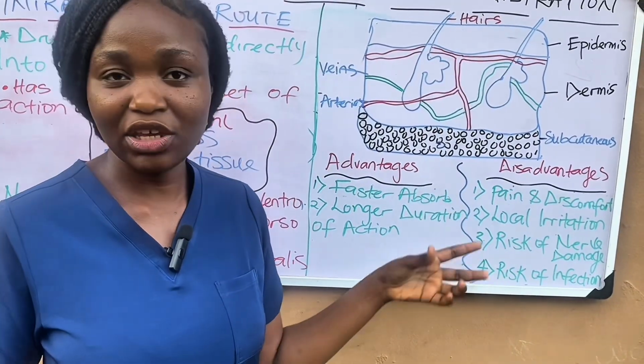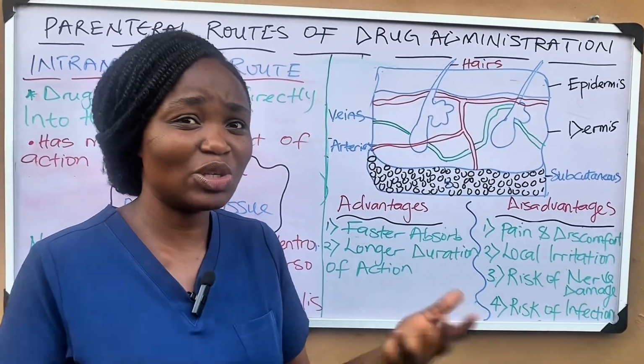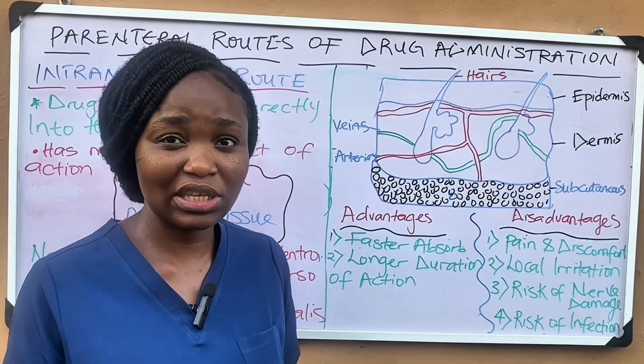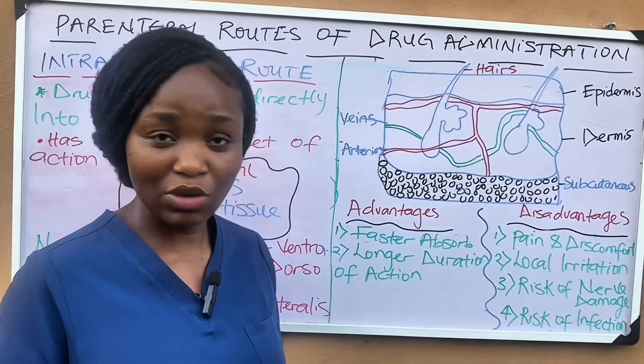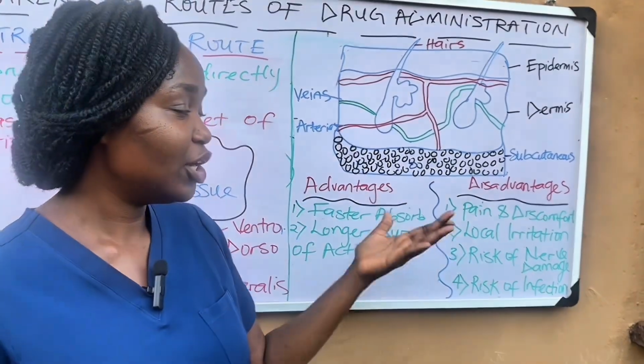Another thing is local irritation. Mostly what causes irritation is when it gets to nerves, so irritation to the nerves, and even irritation to the skin. A drug can cause irritation. Thirdly, the risk of nerve damage, which we already spoke about, and fourthly, the risk of infection.